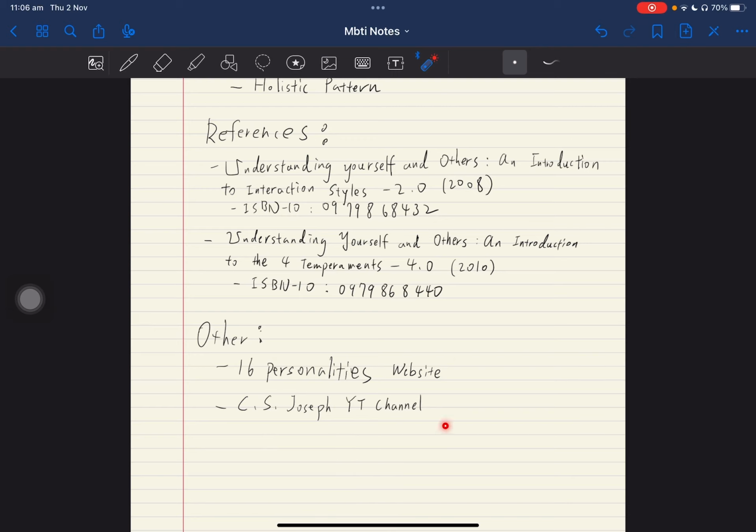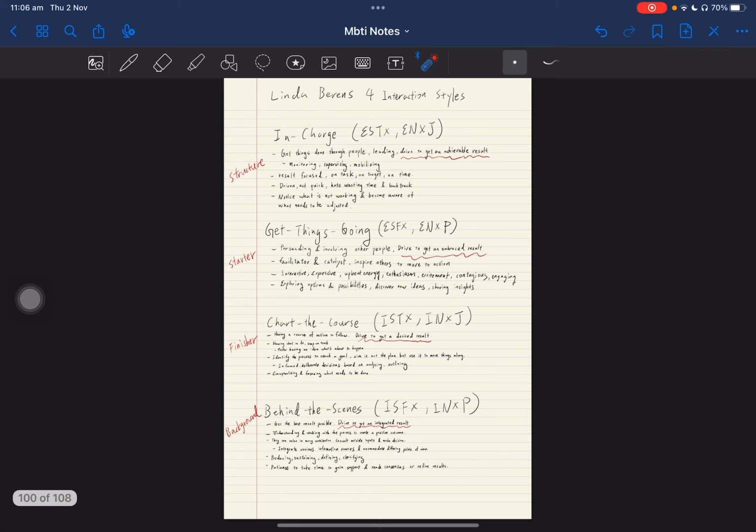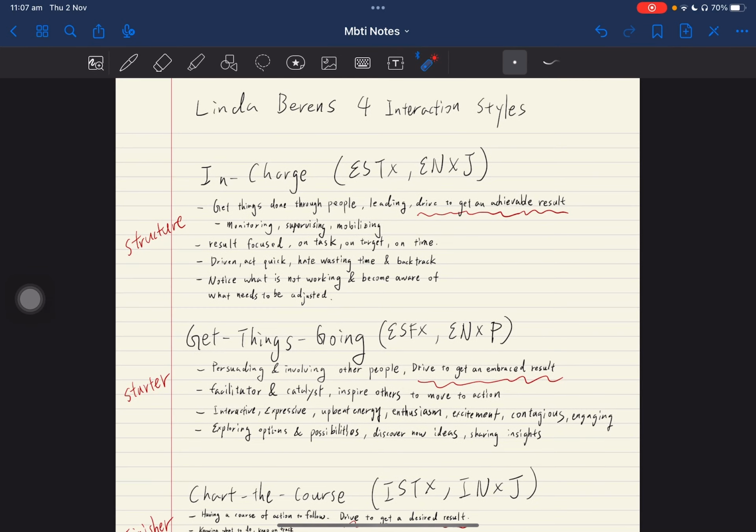I also referenced the 16 Personality website and C.S. Joseph YouTube channel. So these are the main references for this video. So what are the 4 interaction styles? The first one is the structure or in charge. They are the ESTJs and ENTJs.